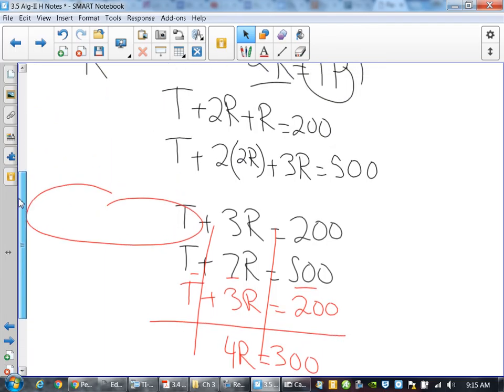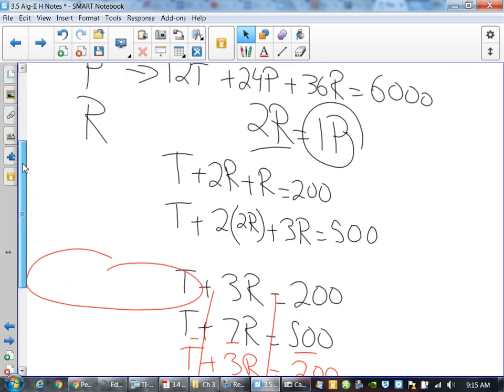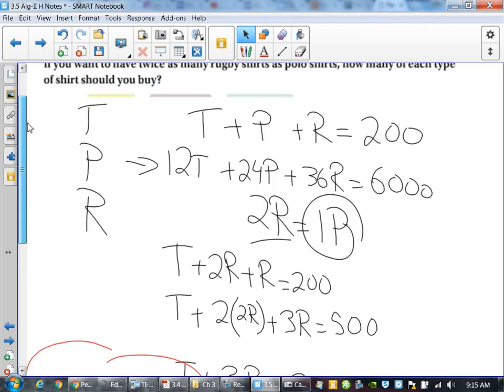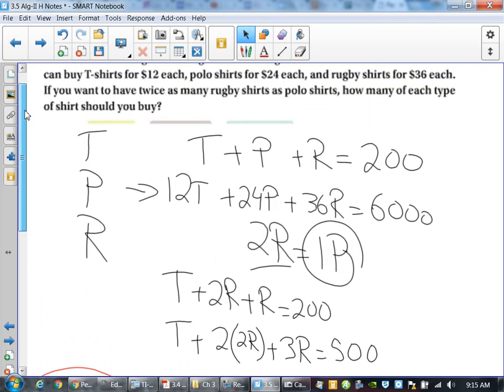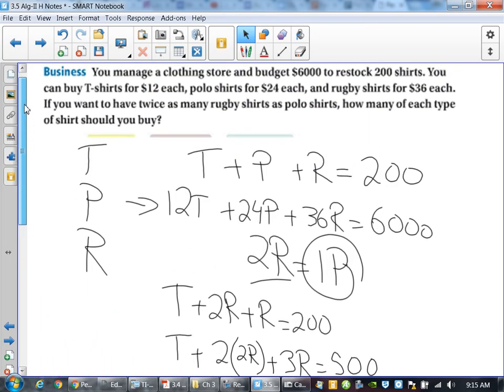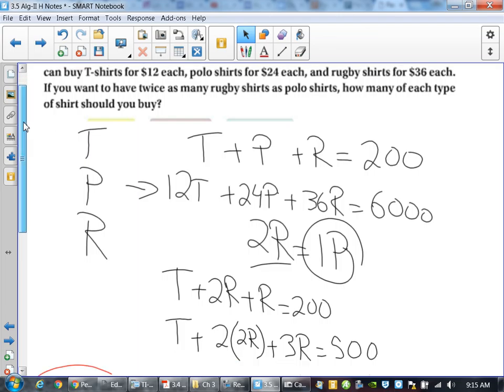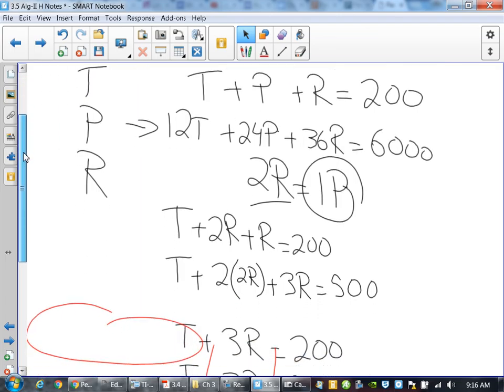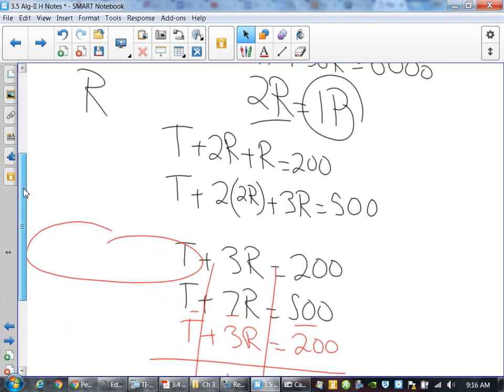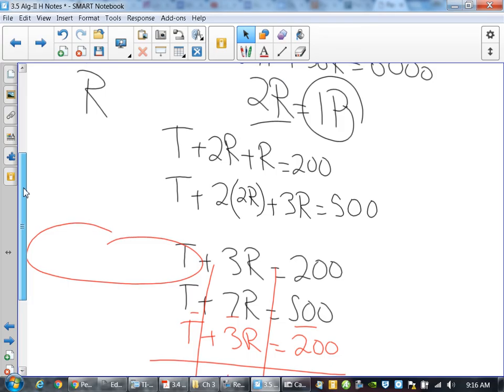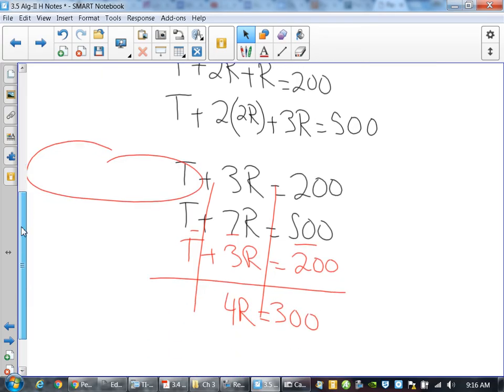Murphy, isn't it 2P equals R? But you add the 2R, 7 and 3. Did I flip it? You want to have twice as many. Oh, I did twice as many rugby. No, that's right, that's twice. I want twice as many rugby shirts as polo shirts, because weren't you just doing the original equation underneath it? Because then I have T3R is 200. Oh, that's right, because then there's another R. How did I screw up?